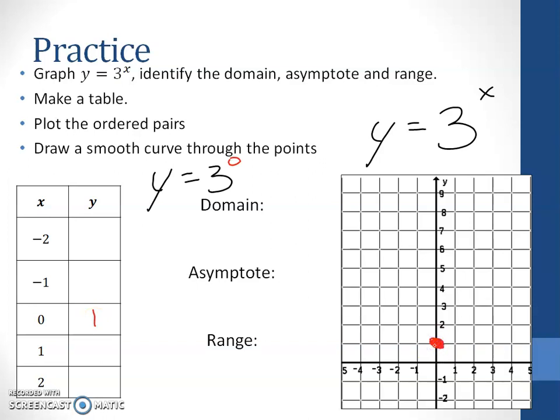Next, another easy one. Let's do 3 to the first power. Anything to the first power is itself, so 3 to the first power gives me 3. So 1, 3 is a point on this graph. Next, I've got 3 squared. What is 3 squared? Well, 3 squared is 9. So 2, 9 is going to be on this graph.